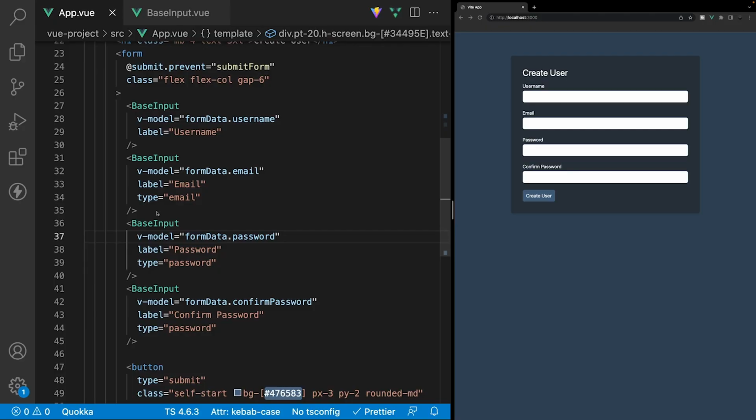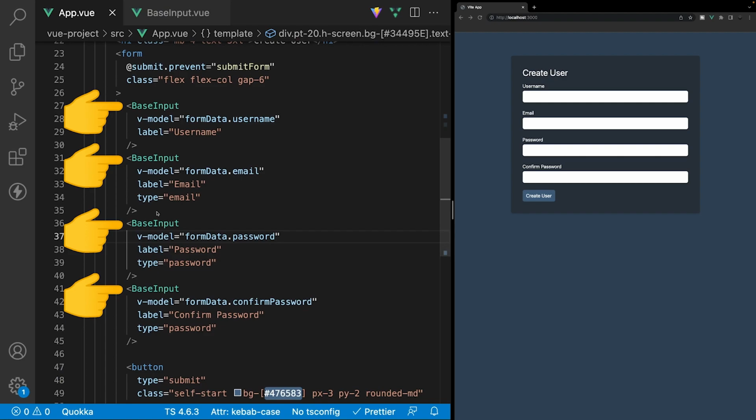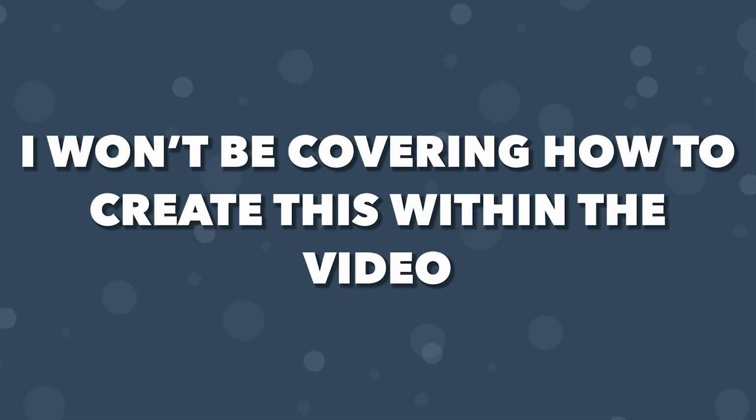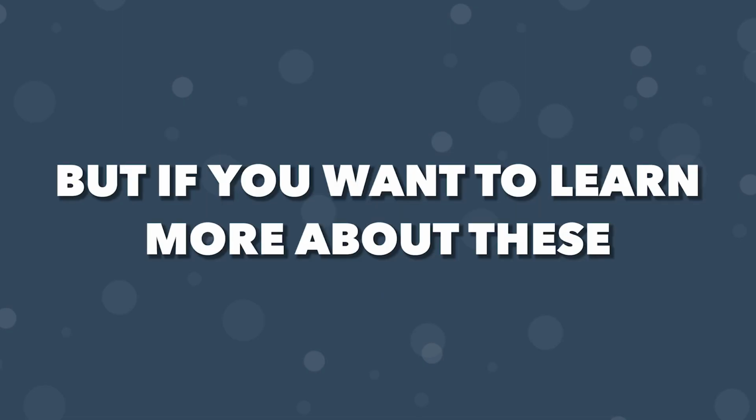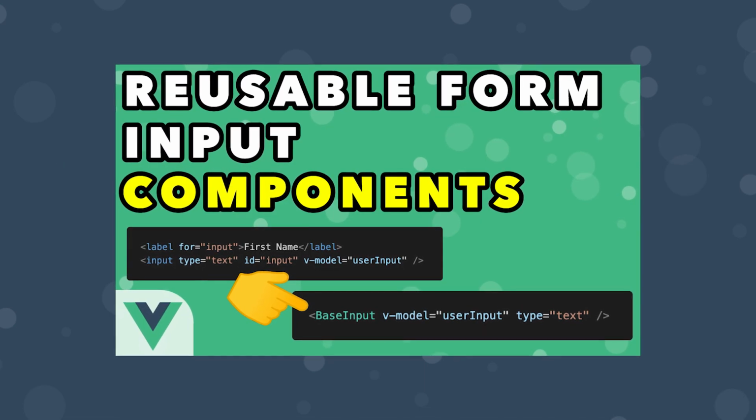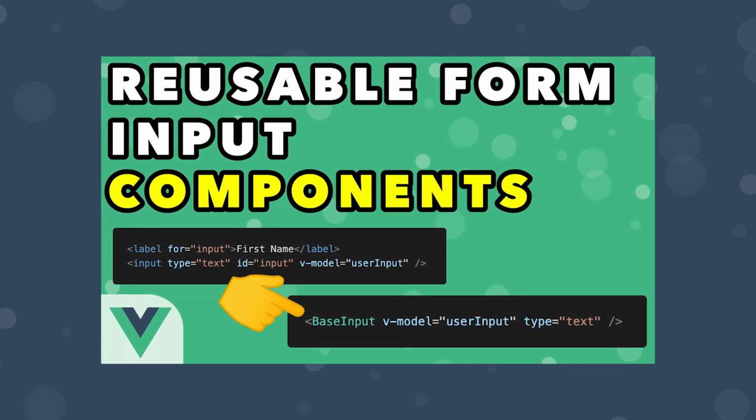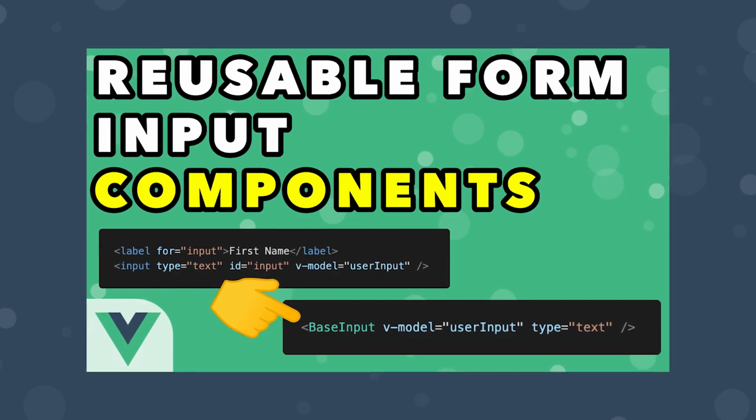Alright, let's jump into the code. Here in VS Code, I have a Vue project created with a simple form. Within the template of this component, there are four different inputs created using a reusable form input component called BaseInput. I won't be covering how to create this component within the video, but if you want to learn more about these, I created a video which will be linked in the description or in a card that covers how to create this reusable form input component.